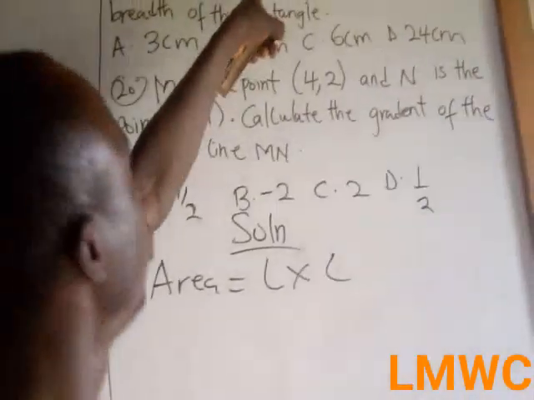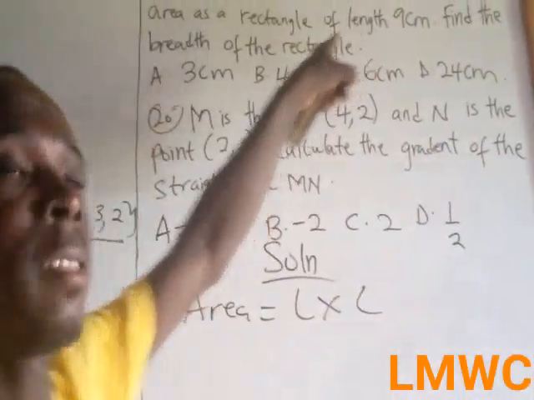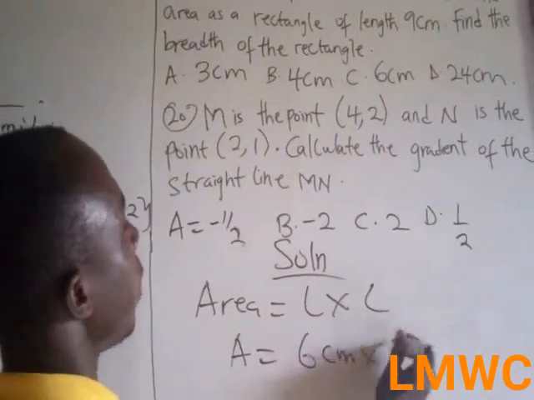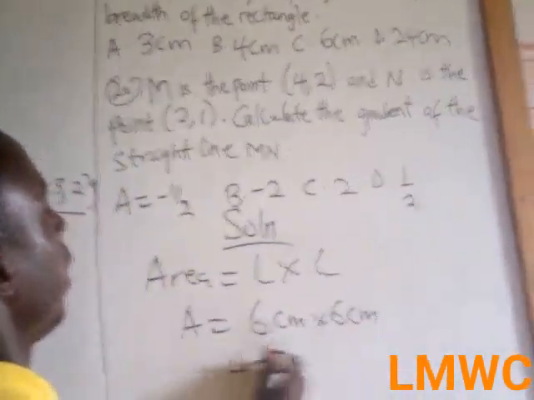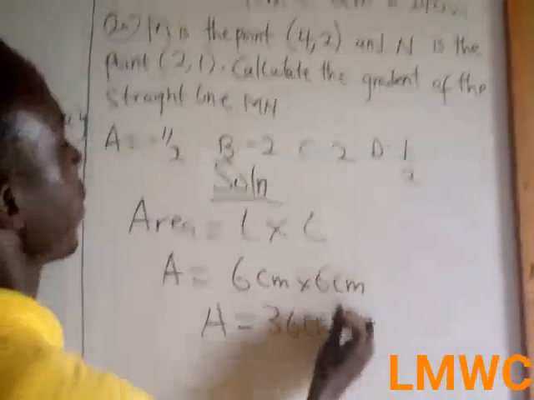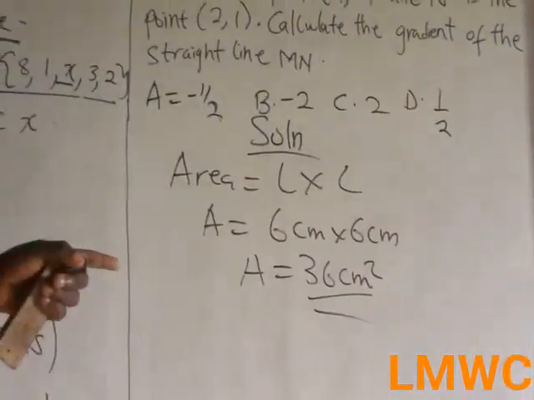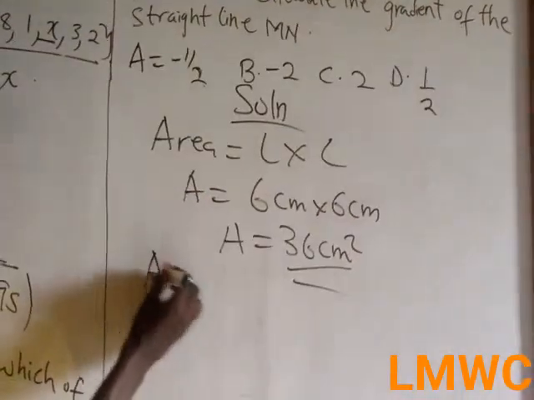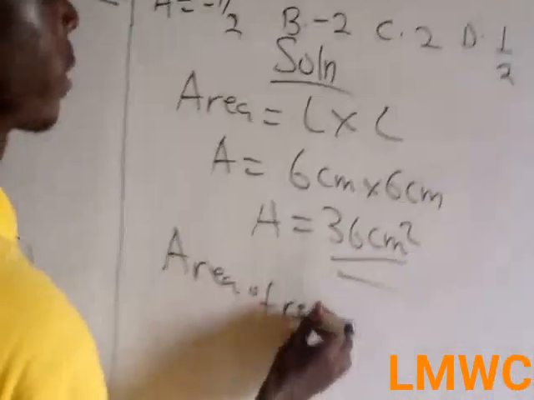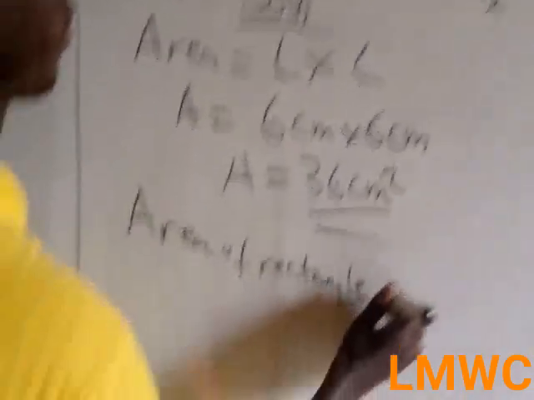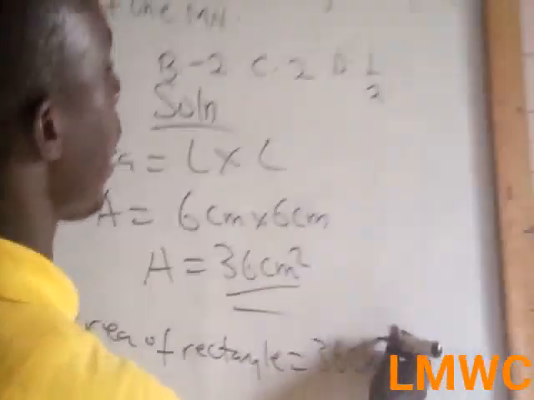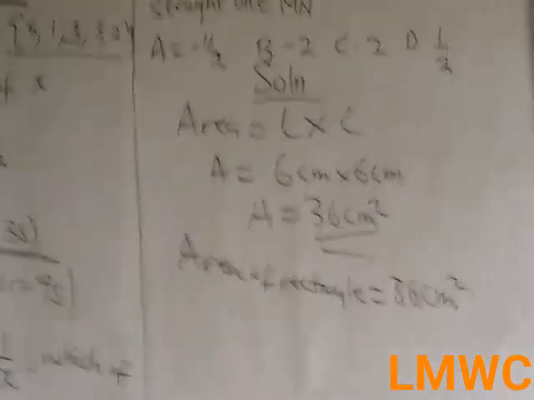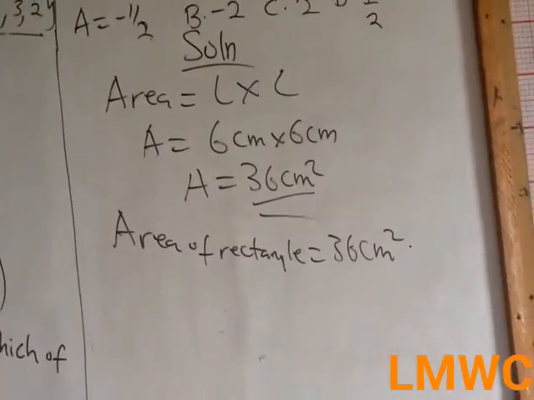They have given you the side of the square as 6 centimeters. So it becomes 6 centimeters times 6 centimeters. We have 36 centimeters squared. Once the area of the square is 36 centimeters squared, this means the area of the rectangle too is what? 36 centimeters squared, because they are saying they have the same area. And now they are giving the length of the rectangle as 9 centimeters.